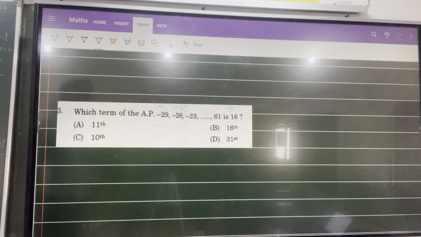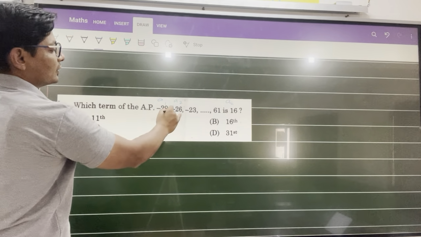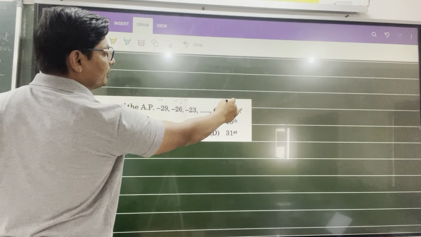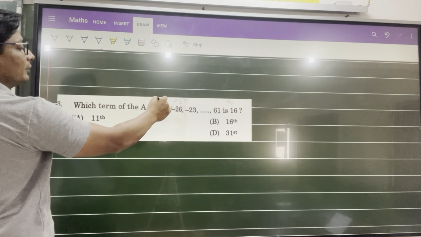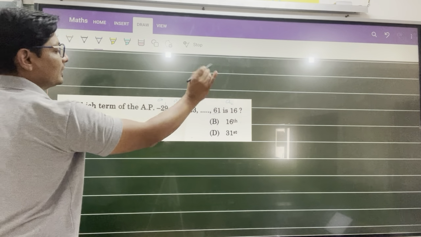So which term of the AP given here, minus 29, minus 26, minus 23, so on up to 61 is 16. So they have given one AP starting first term as minus 29, second term as minus 26 and so on.